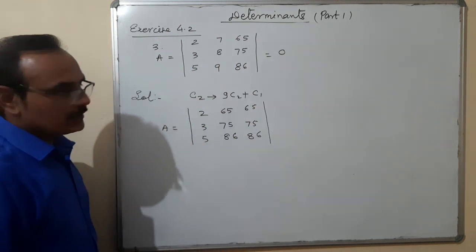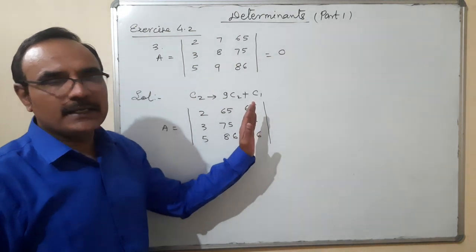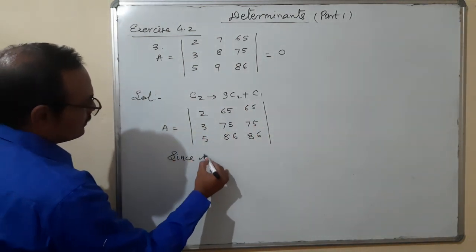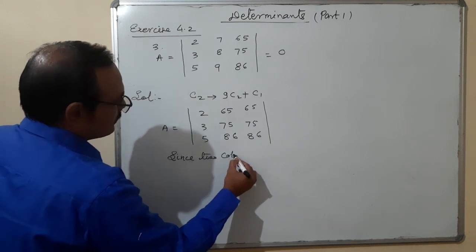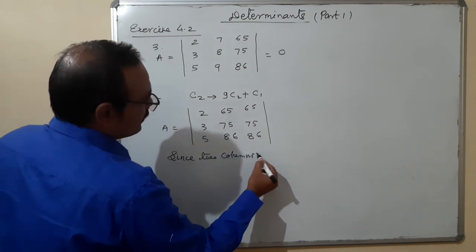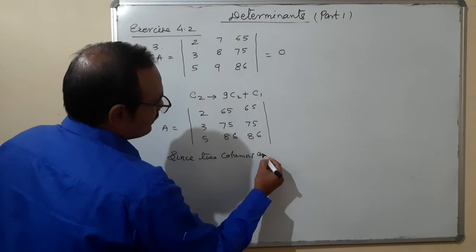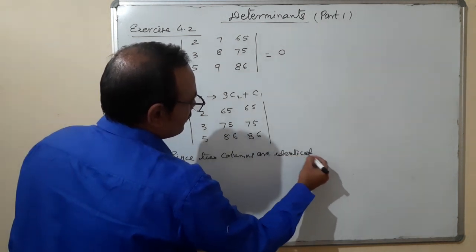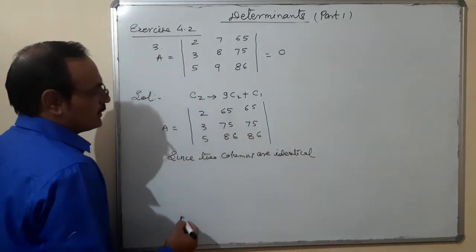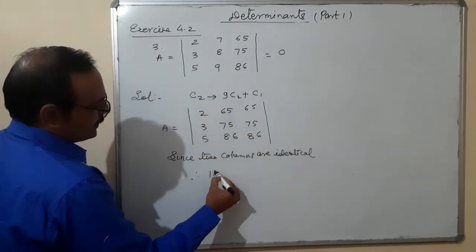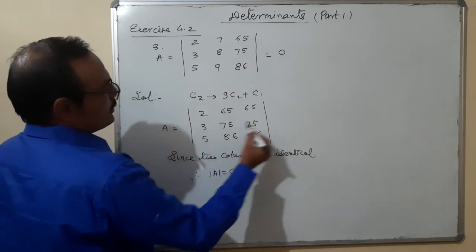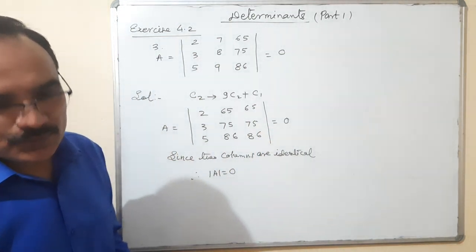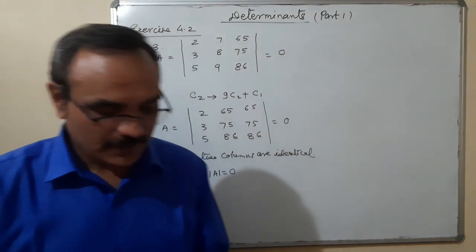What is the value of it? Because two columns are identical. Since two columns are identical, therefore the determinant value of A is equal to 0. So the value of this is equal to 0. Okay. So this is the use of properties for finding the value of a determinant.